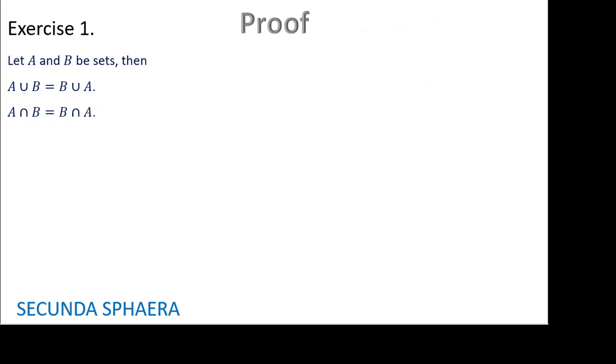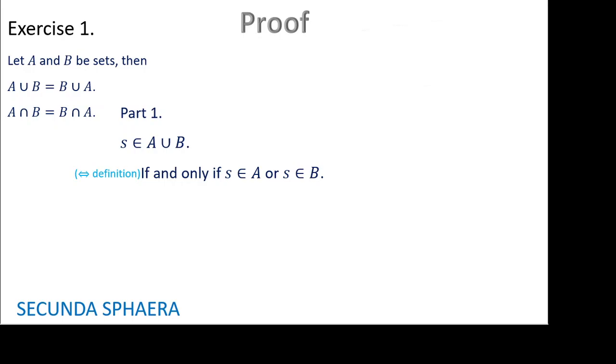For this exercise, we can start with the first part. The first part asks to prove the equality of sets A union B and B union A, and this is going to be proven by equivalence. And so we can start with S in A union B. After this, we can use the definition of union. So, if and only if S is in A or S is in B.